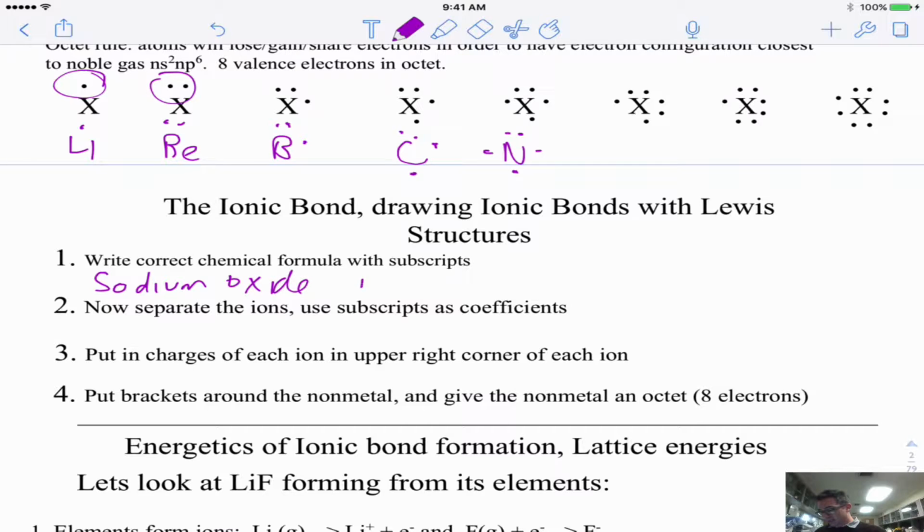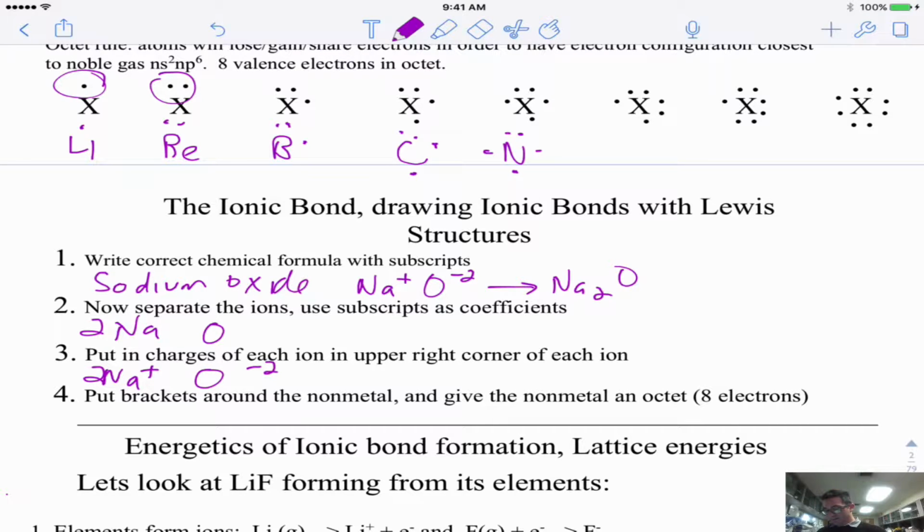if I was given the name, I'd have to know Na is plus, O is minus 2, so together they form Na2O. Now I separate out the ions and I use the subscripts as coefficients. Na would have a 2 in front, O, you could put a 1, but you don't have to. Then for step 3, I put the charges in, 2 Na+, and then O2-.